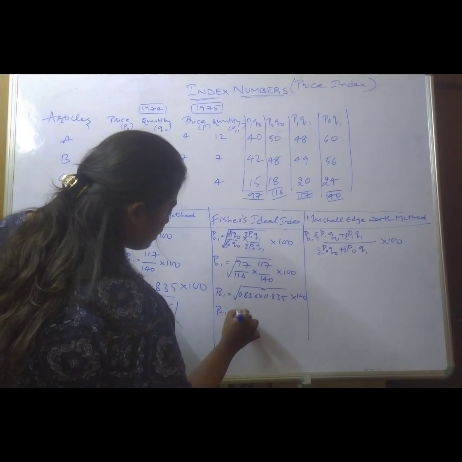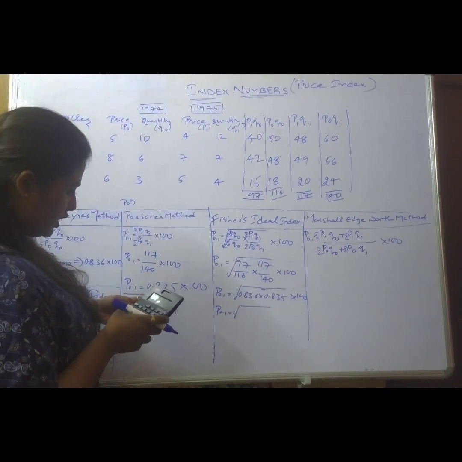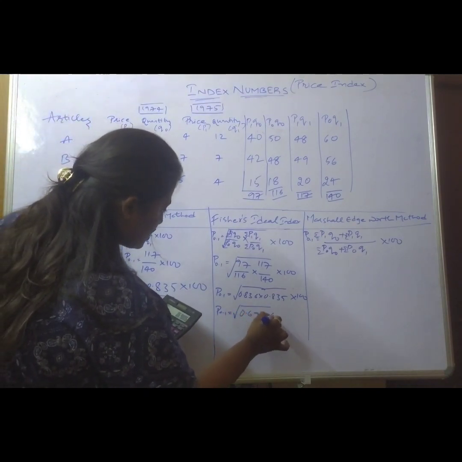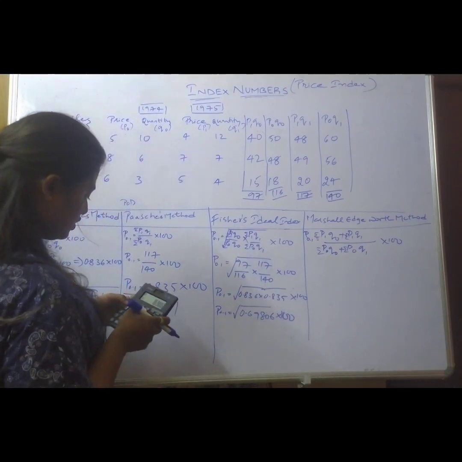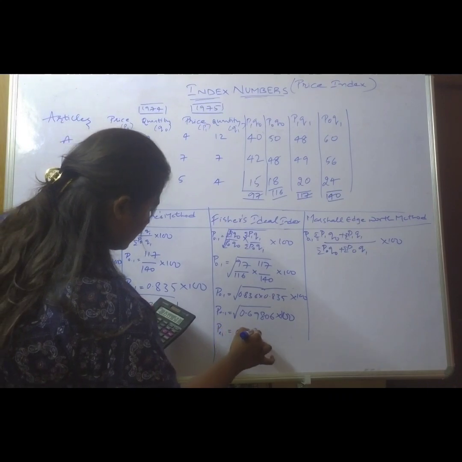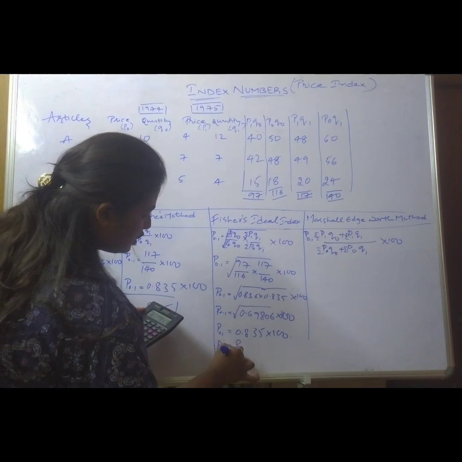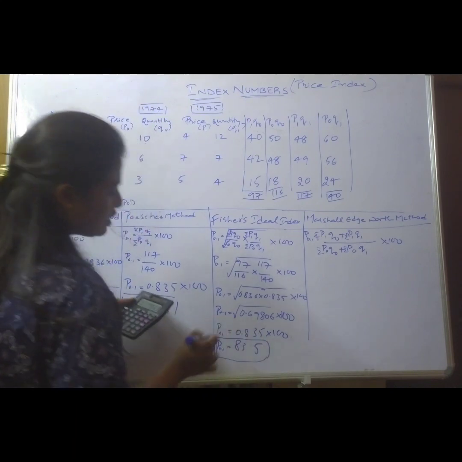So now P01 is equal to square root of 0.836 into 0.835, which is root of 0.69806, into 100. Now we have to find the root for 0.69806. So the root will be 0.835, and P01 is equal to 0.835 into 100. So P01 is equal to 83.5. This will be our answer.